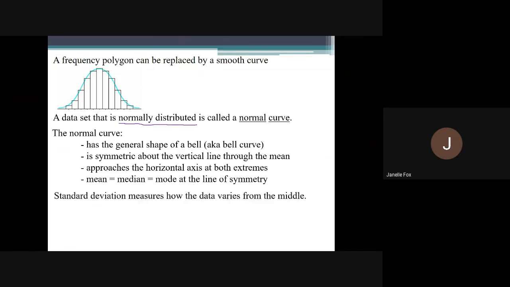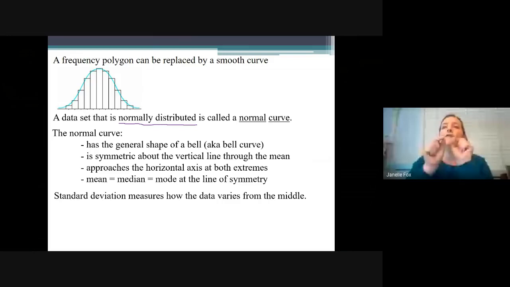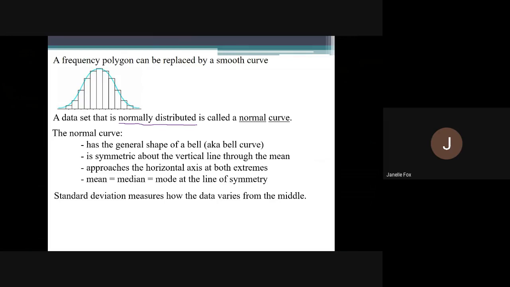Standard deviation we actually talked about in our previous lesson, how to calculate it given a set of data. But we didn't really talk about what it is. What is a standard deviation? A standard deviation measures how far the data varies from the middle. We have our mean, and some of the data is within one standard deviation, a certain amount on this side and a certain amount on this side, and the more the data varies, the farther out it goes.